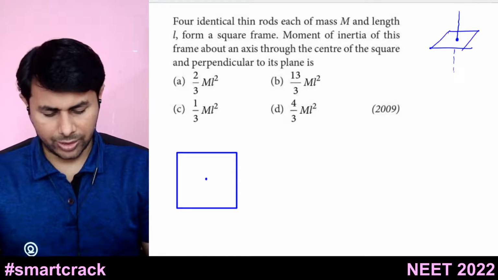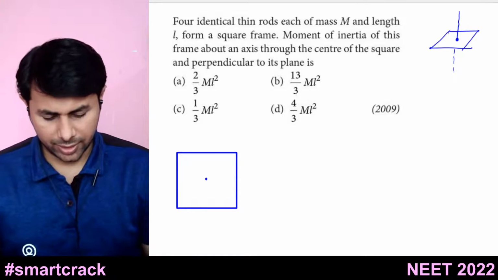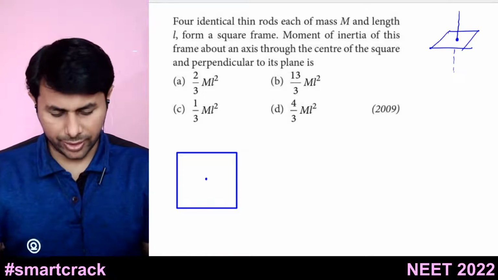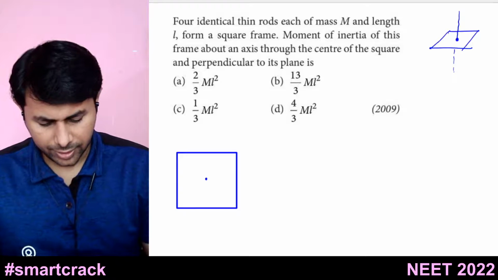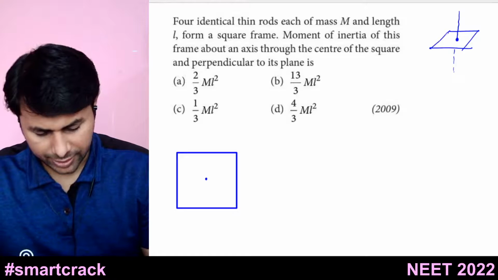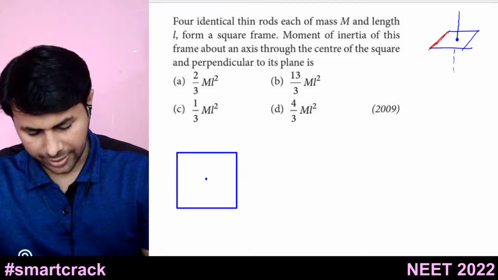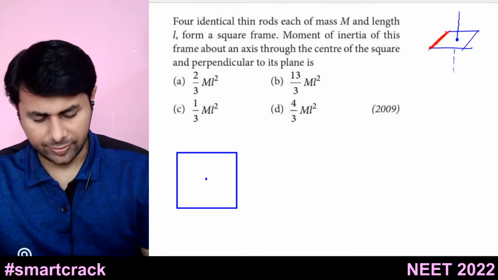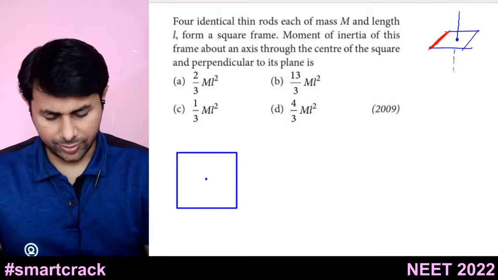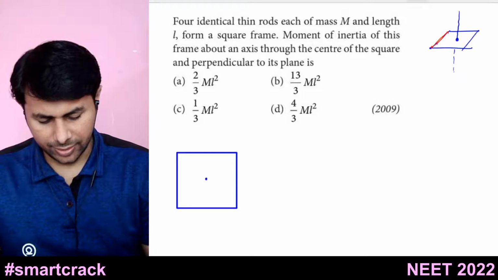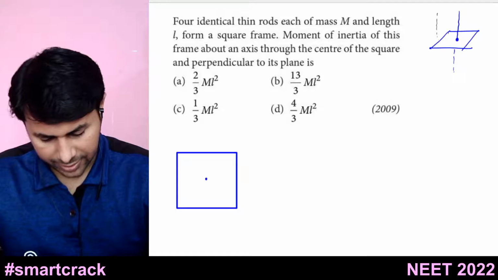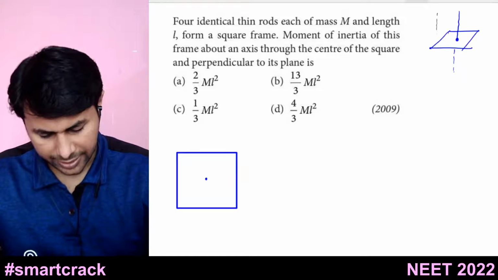So how do we do that? Now let's consider any of these rods. We have four rods. Let's consider this rod. If I consider this rod, what is its moment of inertia? I know the moment of inertia of this rod about this vertical axis which passes through its center of mass.